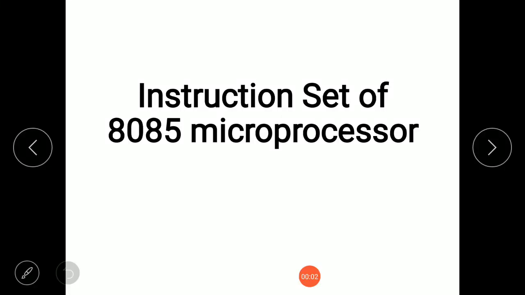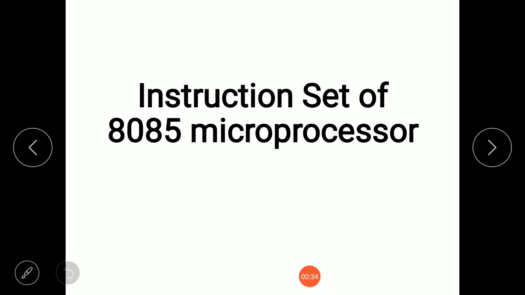Hello everyone. In my last lecture I discussed the timing diagram. I told you there are various machine cycles for the 8085 microprocessor: opcode fetch machine cycle, memory read machine cycle, memory write machine cycle, input output read machine cycle, input output write machine cycle. Then we have the interrupt acknowledge machine cycle and the bus idle machine cycle.